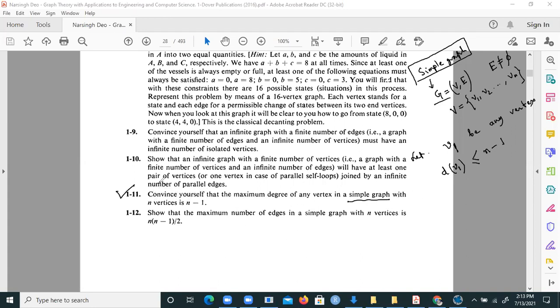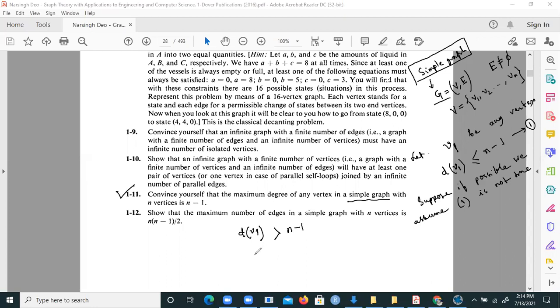They have asked you to convince yourself, meaning you are to give some mathematical argument to prove this fundamental result. Suppose, if possible, we assume, if I name it equation 1, that equation 1 is not true. This result is not true. That means what? That means the degree of this vertex V1 will be greater than n minus 1.